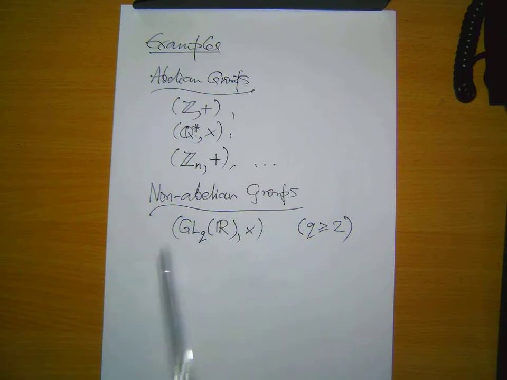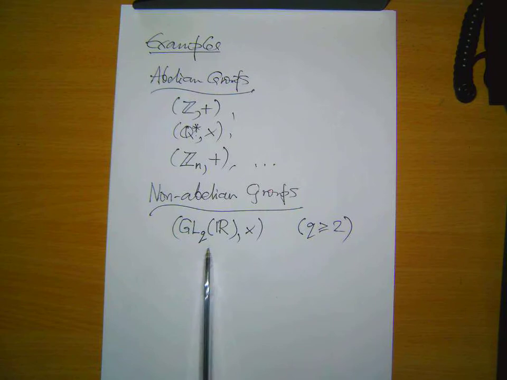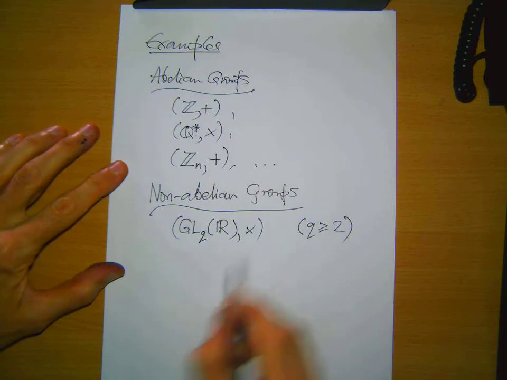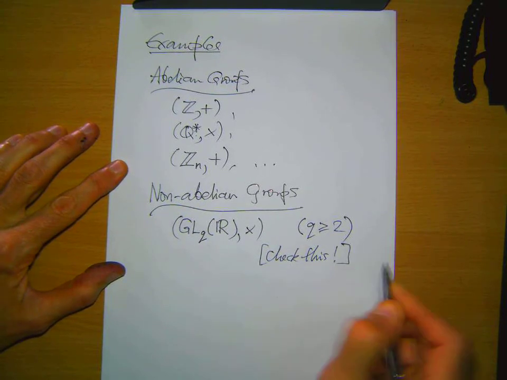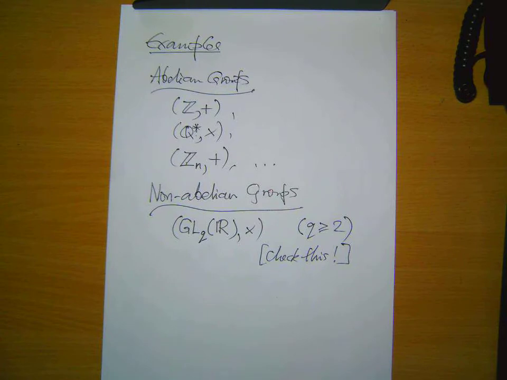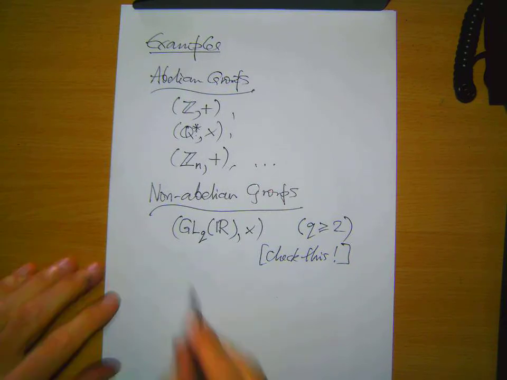We proved that multiplication of matrices wasn't commutative last week, I think, or the week before. But that example might not work here because we want to make sure that if we multiply two invertible matrices, it's not necessarily commutative. So just check this yourself. Find two invertible 2 by 2s that don't commute. Okay? So this is a very important non-abelian group.